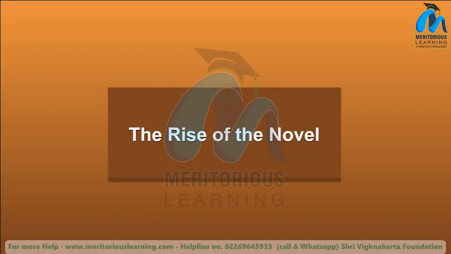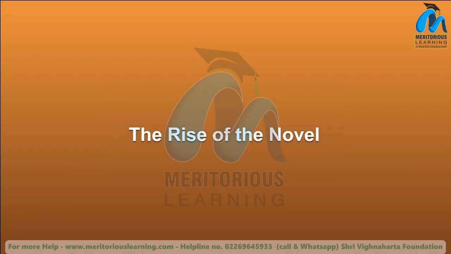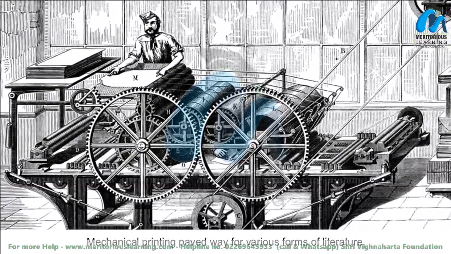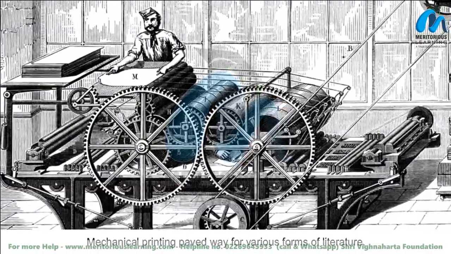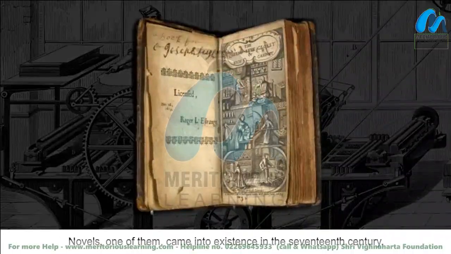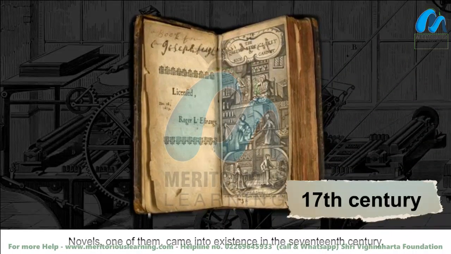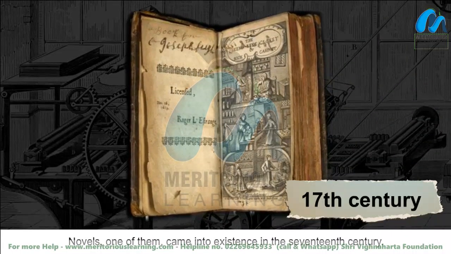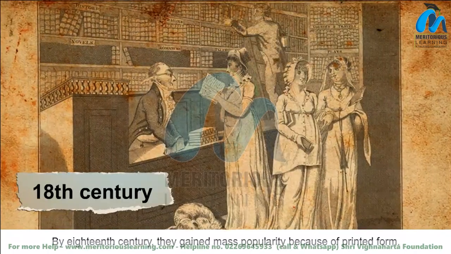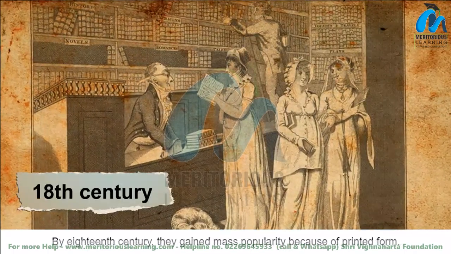The rise of the novel. Mechanical printing paved the way for various forms of literature. Novels, one of them, came into existence in the 17th century. By the 18th century, they gained mass popularity because of the printed form.